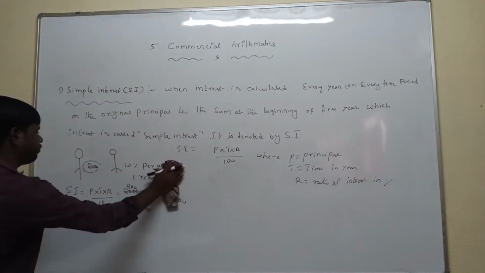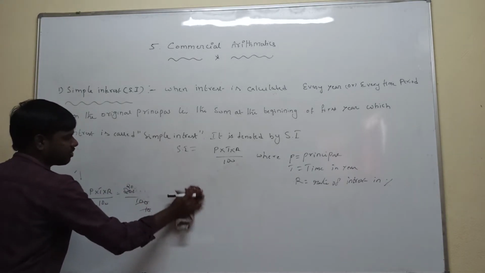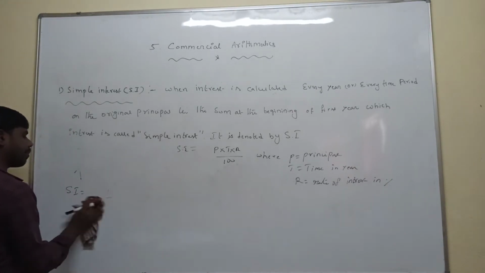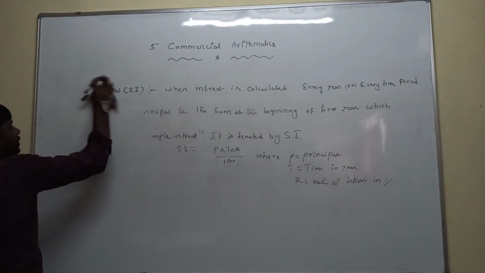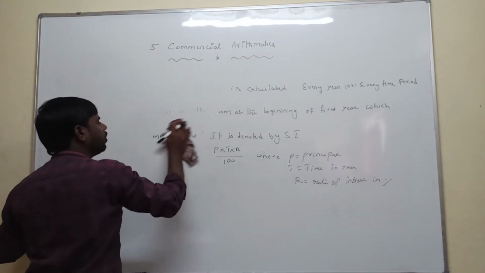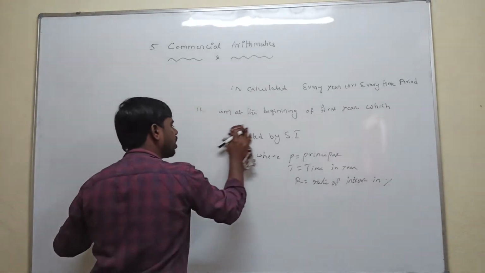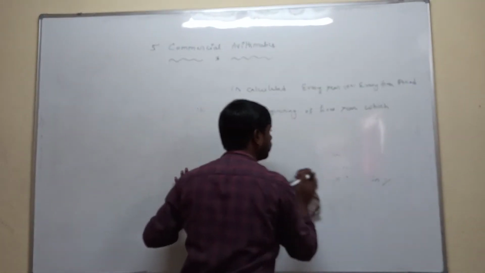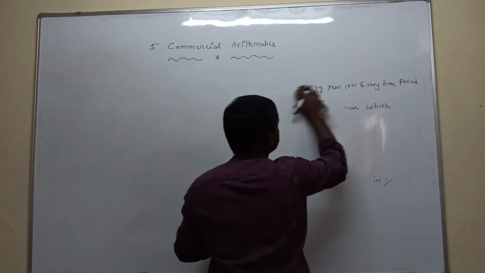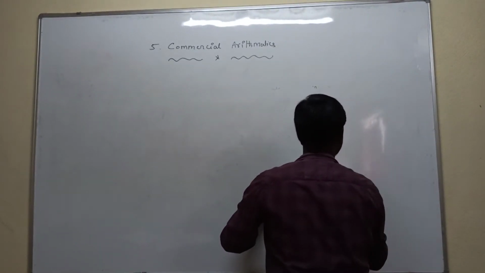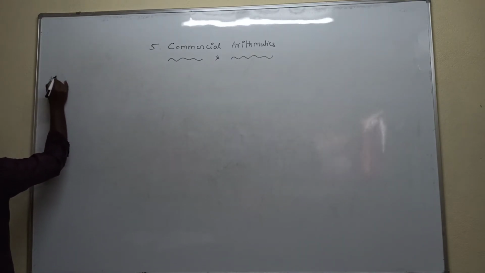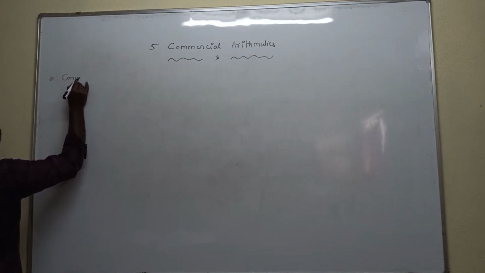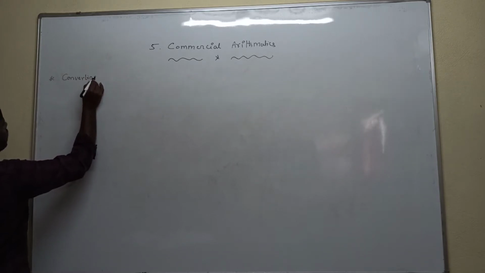So now everyone knows the simple interest formula is PTR by 100. Next, the amount A is equal to P plus simple interest. Next, converting this into S. The next one is very easy and very important.